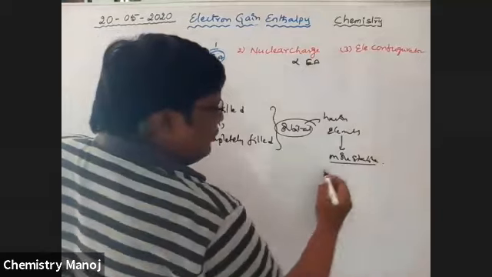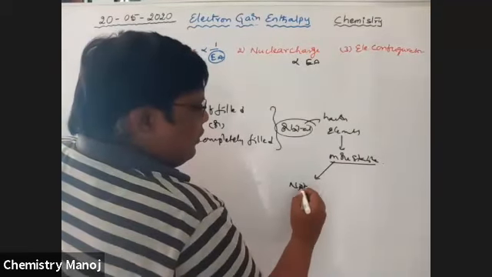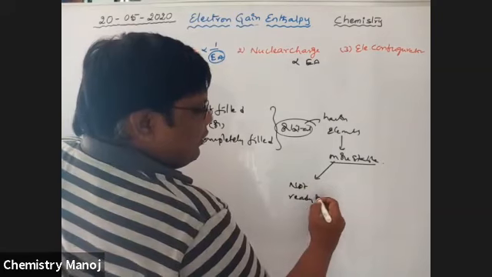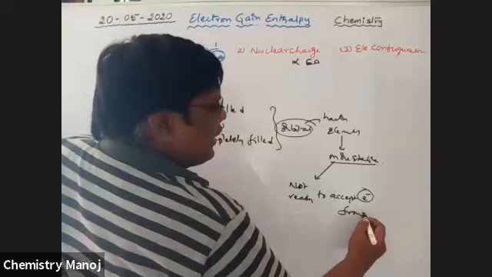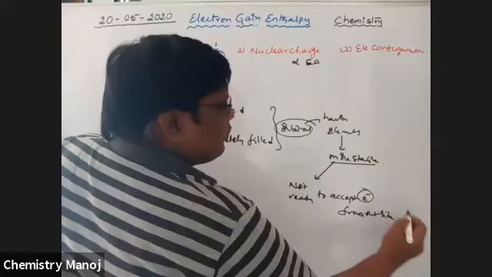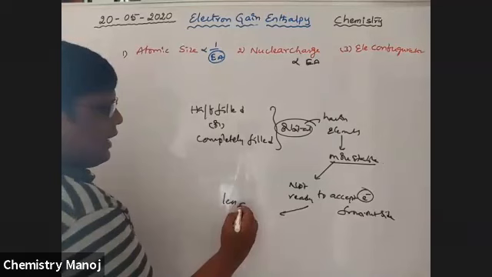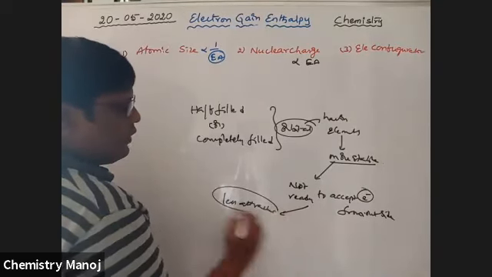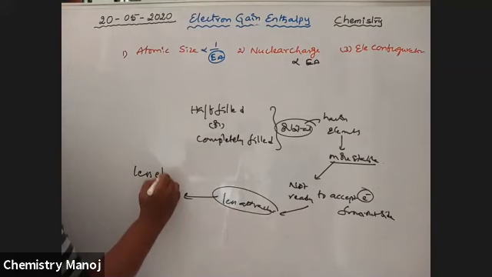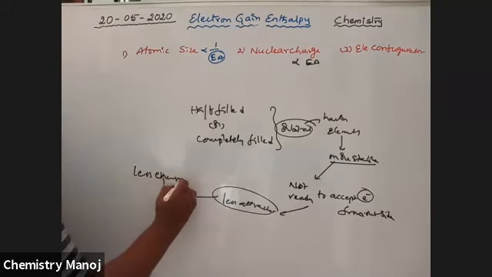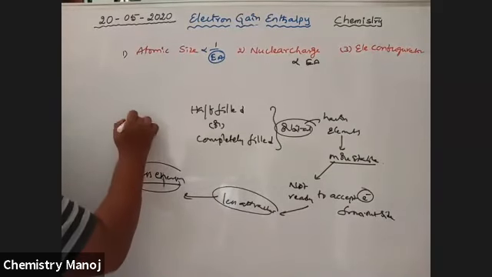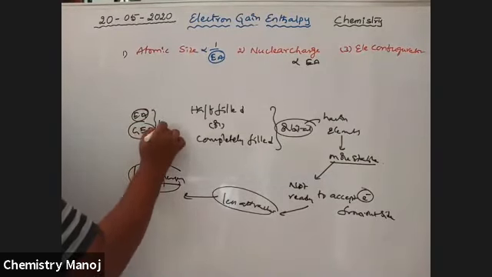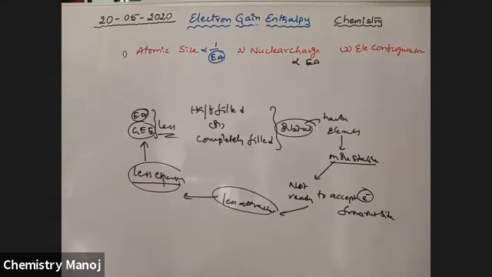Because they are more stable, they are not ready to accept an electron from outside. That means less attractive force, which means less energy will be released. Less energy, therefore electron gain enthalpy or electron affinity is less. Is this clear?